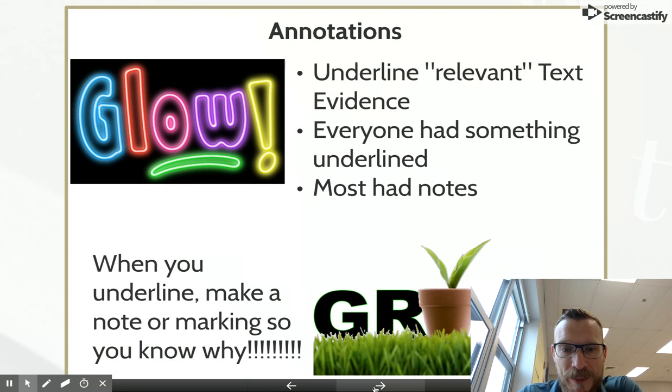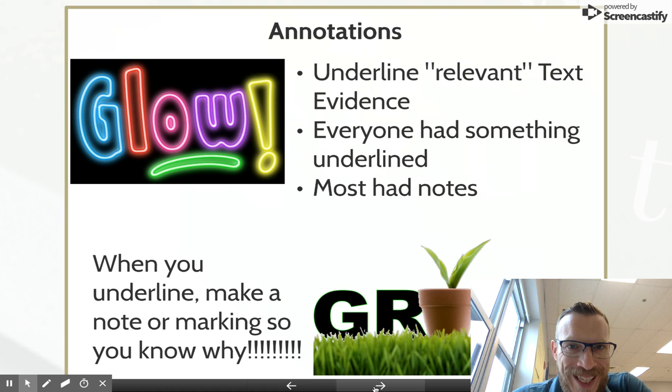Real quickly, some glows and grows on your annotations. People have been underlining relevant text evidence, meaning that it's not just blanket underlining for no reason. It looks like it has a purpose. Everyone had something underlined or highlighted, and most people had notes. Those are glows.